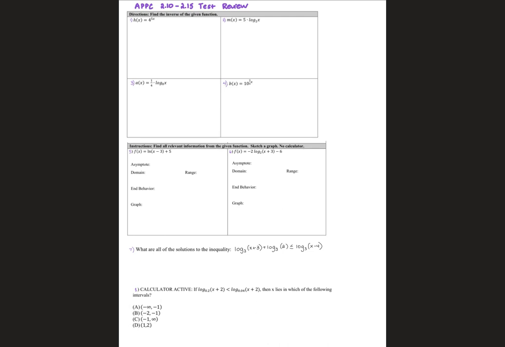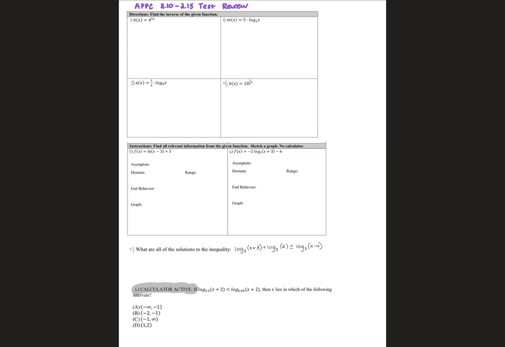All right, so I open up the review just so we can talk about a couple of things as we go through. Obviously, notice the ones that say calculator active, like this guy says calculator active. All of them except for 28 and 29 say calculator active. If they are not, then you're doing these without a calculator. So make sure that you complete them as such.